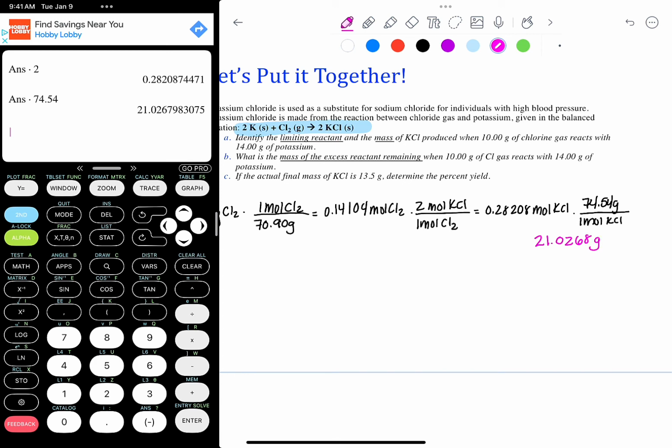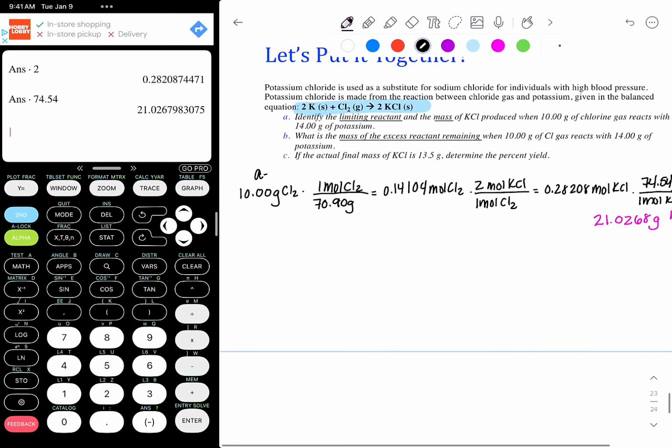21.0268 grams of KCl. Now if you wanted to stop here for this part and then for the next part also stop at moles and then compare, you can. It's going to tell you the same thing. So we can then start with our second reactant, which is 14 grams of potassium. We'll do the same steps.